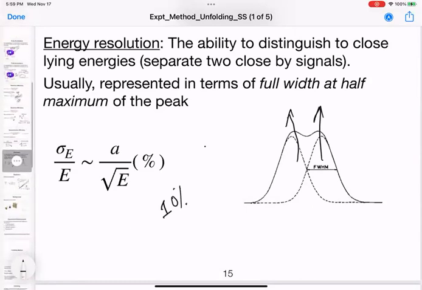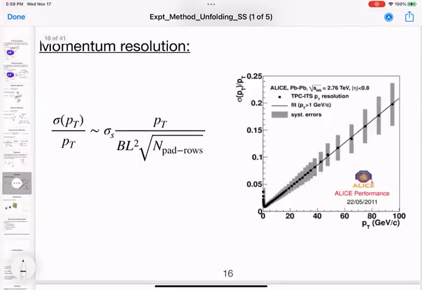Similarly, in our experiment we also measure the momentum, and there is also some resolution associated with the momentum. One can express this momentum resolution naively using this kind of parameterization formula, where B is the magnetic field, L is the track length, and N is the number of clusters in the TPC. One can see this resolution is mostly a linear function of pT. It increases with pT in the high pT region, and it has a dip-and-up structure in the low pT region.